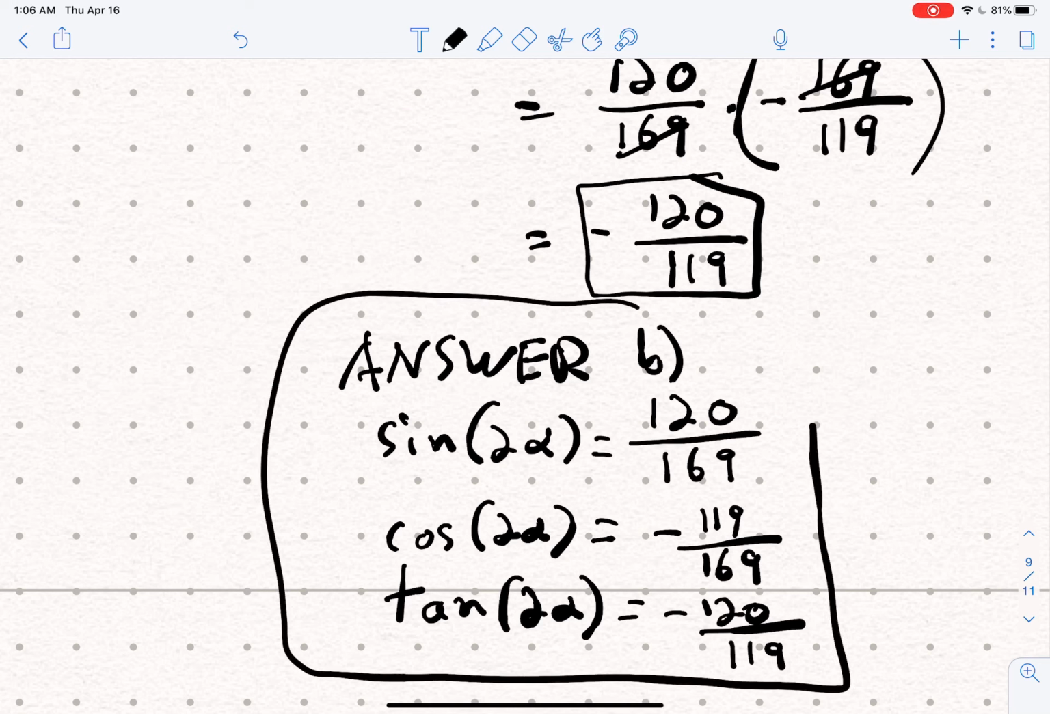Those are our final answers for part B, the trig functions of 2 alpha for this alpha where the tangent of alpha was 12 over 5 and alpha was in the third quadrant.